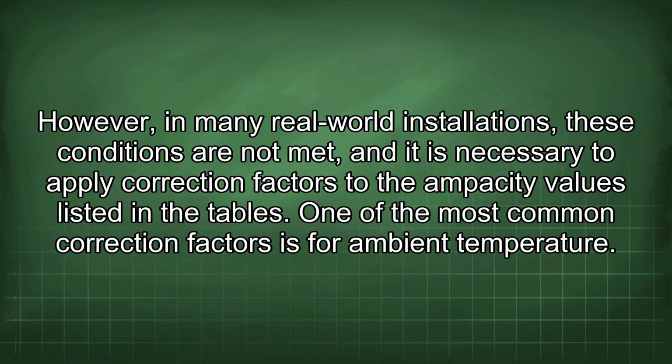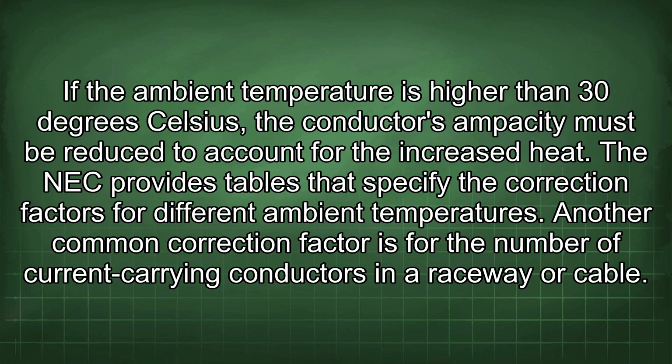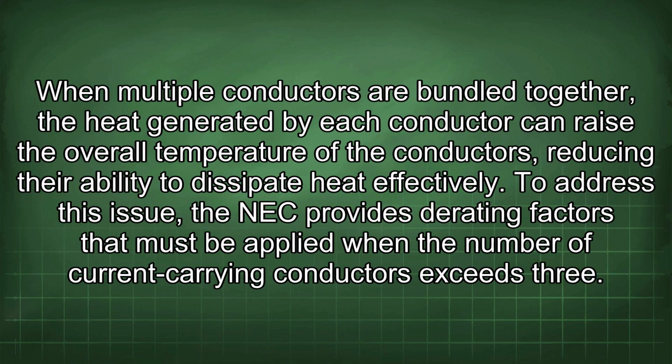One of the most common correction factors is for ambient temperature. If the ambient temperature is higher than 30 degrees Celsius, the conductor's ampacity must be reduced to account for the increased heat. The NEC provides tables that specify the correction factors for different ambient temperatures. Another common correction factor is for the number of current carrying conductors in a raceway or cable. When multiple conductors are bundled together, the heat generated by each conductor can raise the overall temperature of the conductors, reducing their ability to dissipate heat effectively.